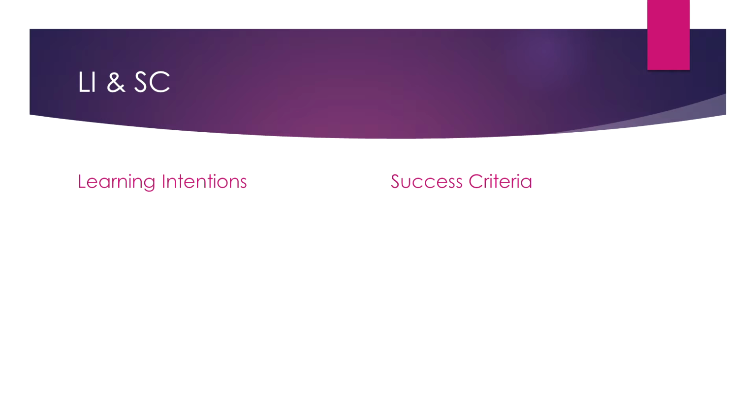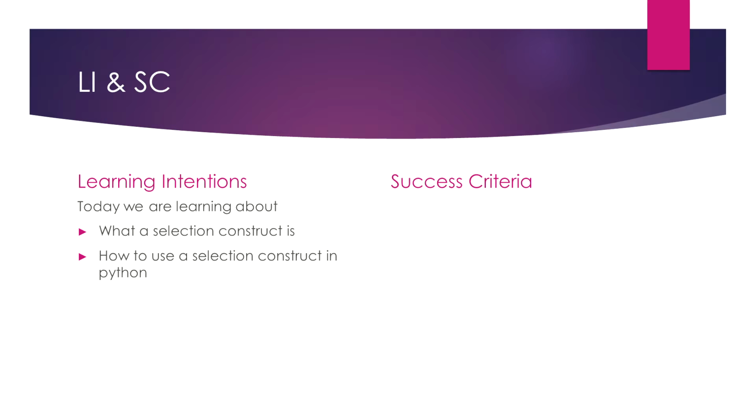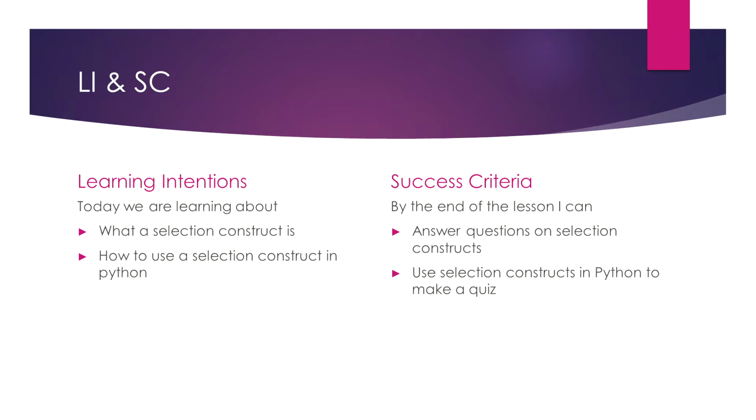Starting off, our learning intention and success criteria. Today we are learning about what a selection construct is and how to use it in Python. Our success criteria is that by the end of the lesson we can answer questions on selection constructs and use selection constructs in Python to make a quiz.